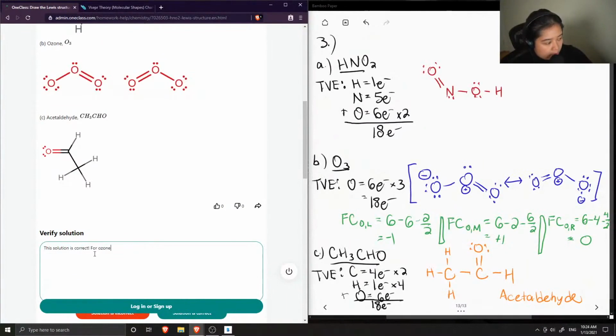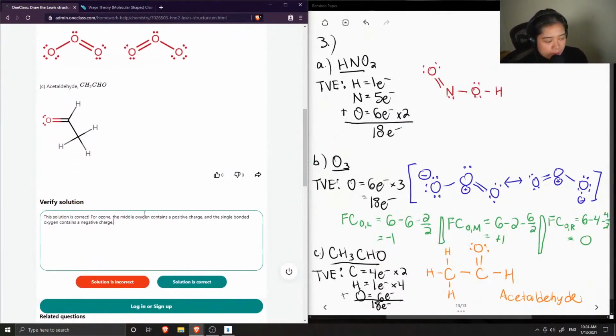For ozone, the middle oxygen contains a positive charge, and the single bonded oxygen contains a negative charge. But this solution is still correct.